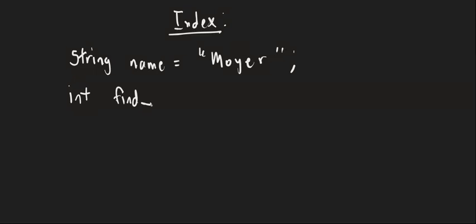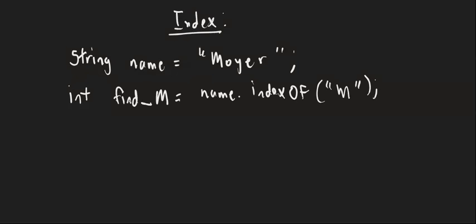But what's going to happen here is I'm going to look for an uppercase M. Int find underscore capital M, and we have name dot indexOf, and then M. What's going to be the output if I print this? The output is going to be 0 because that's the first occurrence of capital M.